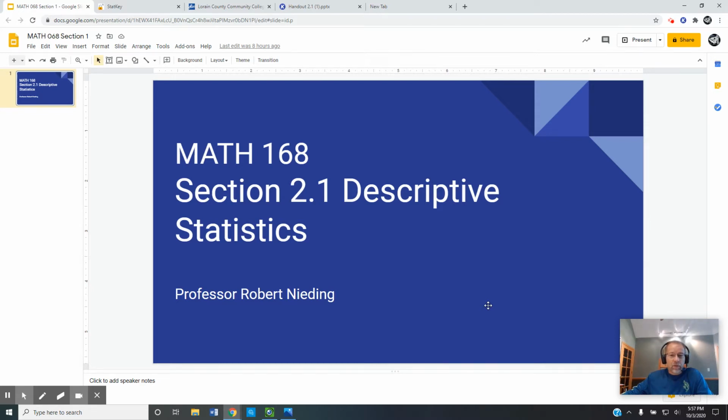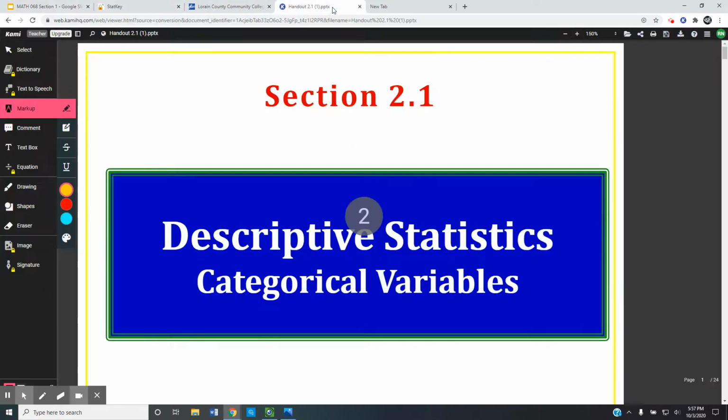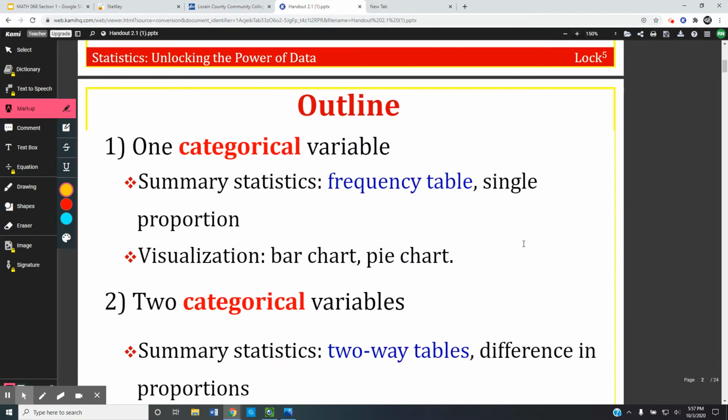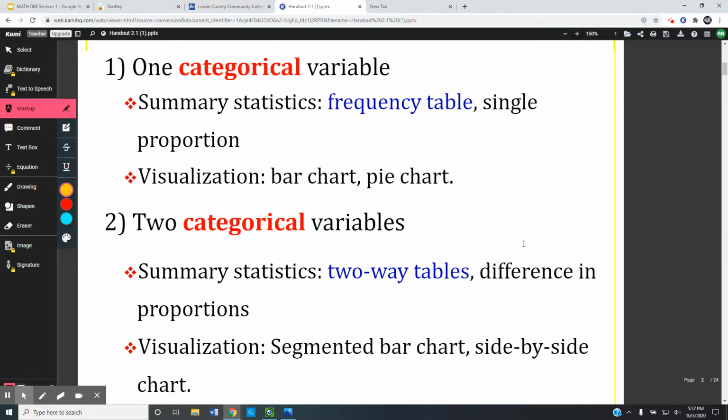This is section 2.1. This is descriptive statistics, and it's the first step in analyzing and looking at descriptive statistics. So what do we actually mean when we talk about a descriptive statistic? Let me get rid of myself so I can make a little more room here. As an outline, or as a starting place here, let's talk about categorical data.